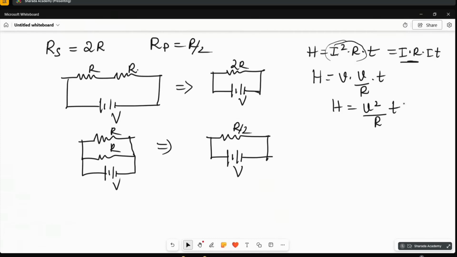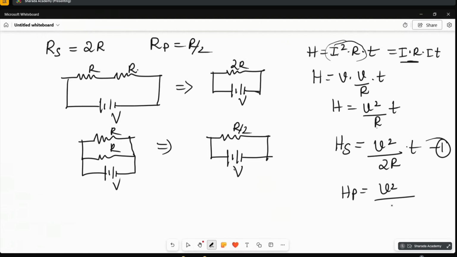One formula. Now for the series circuit, how much heat will be produced? V is the same, so V square, R is now 2R, into T. This is one equation. For parallel, the voltage is the same, but resistance is now R by 2, into T. So this will be equal to 2V square by R into T. This is the second equation. Now compare 1 and 2. Where is heat produced more?